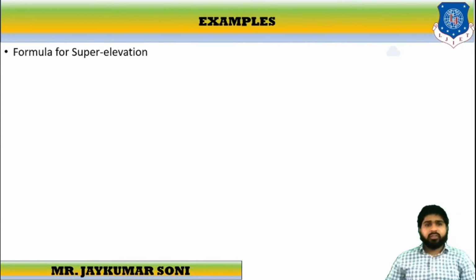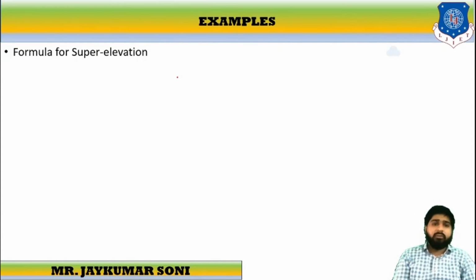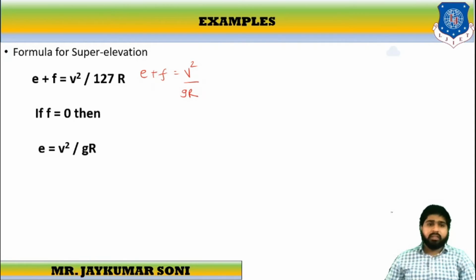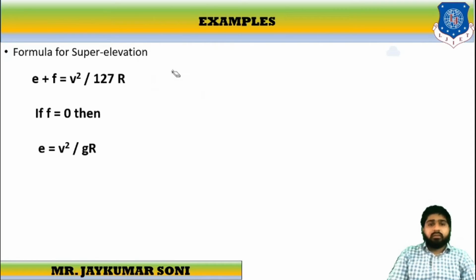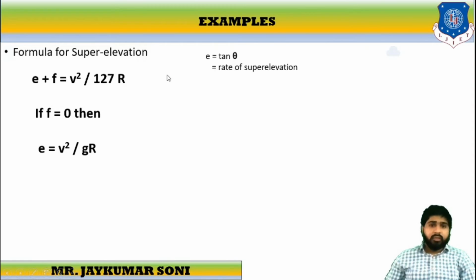First of all, we should know the formula of super elevation. As I have already explained, the formula for super elevation is e plus f is equal to V square by gR. It is e plus f is equal to V square by gR. But here I have written 127R. Why? So let me introduce the notations.